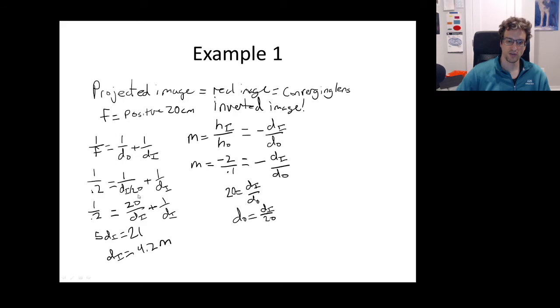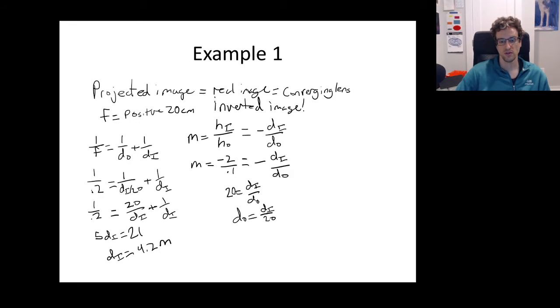1 over di over 20 is actually 20 over di. So 20 over di plus 1 over di is 21 over di. Multiply both sides by di. We get 5 di equals 21. Distance of the image is 4.2 meters. So that's how far the lens needs to be from the wall for the image to be in focus.